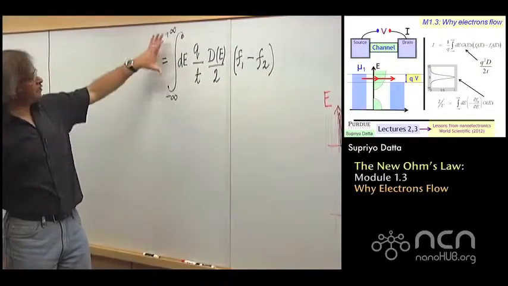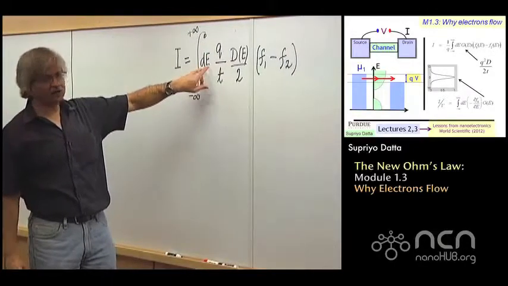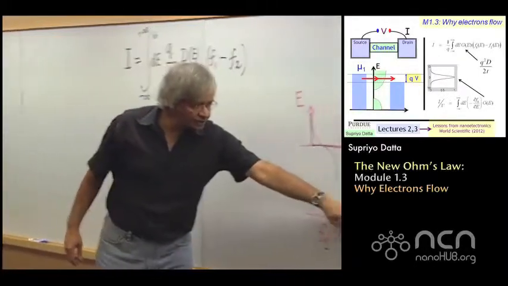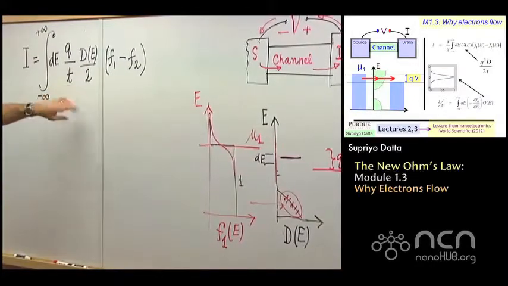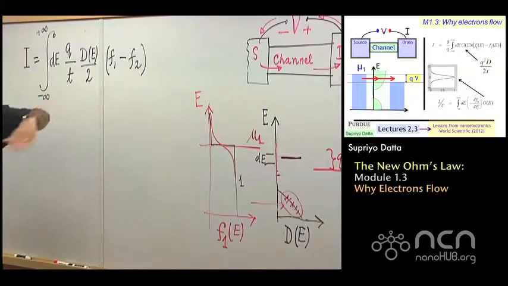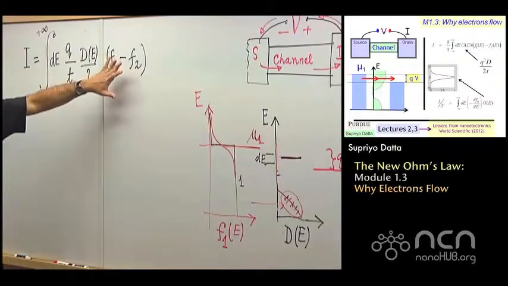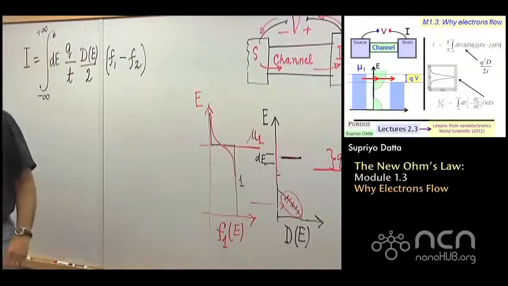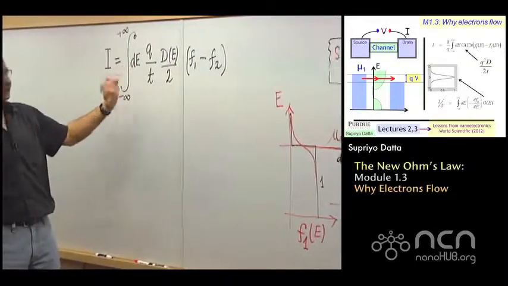Of course, the main contribution to this integral will only come from that energy range where F1 is different from F2. So if you go way down in energy someplace here, it won't contribute to the integral at all because F1 will be equal to F2. Both will be 1. You go way up someplace, both are 0. Again, nothing contributes. The main contribution will come right around here where F1 is different from F2, as we had physically argued. So this would be the mathematical expression for how you would calculate the current.